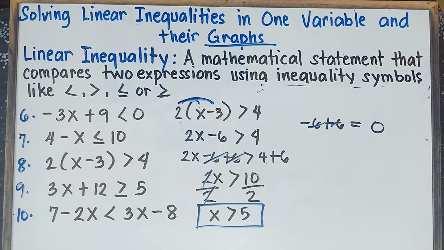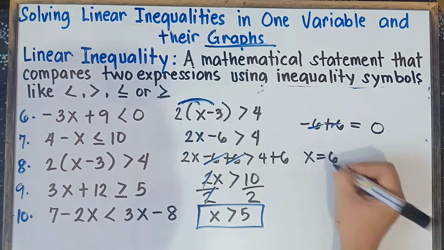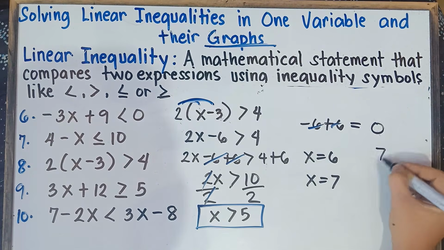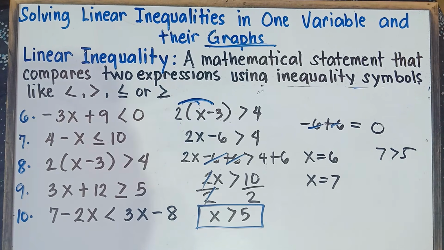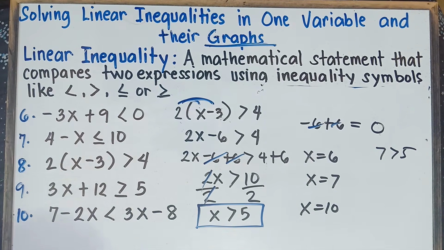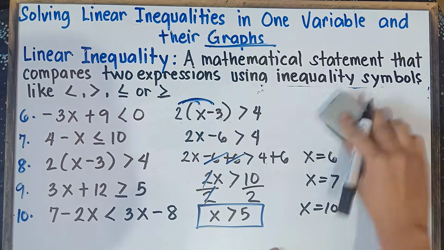So therefore, class, the value of x could be 6. It could be 7. X is equal to 7. Is 7 greater than 5? Yup, 7 is greater than 5. So x could be 10. It could be 20, greater than 5, and so on. Alright, so let's graph that one.